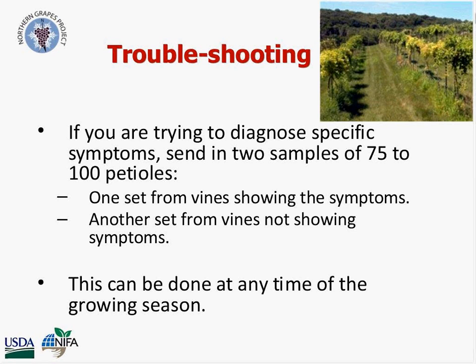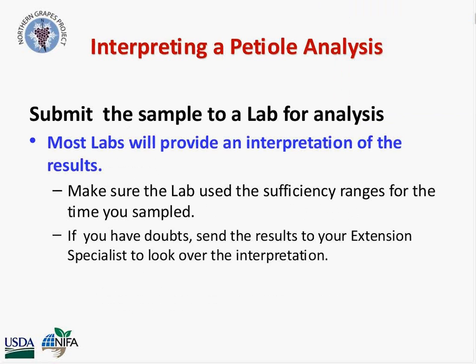Now, send the sample to a lab for analysis. There are university labs and commercial labs, and most of those labs will provide an interpretation of the results. What you should do, however, is make sure the lab uses sufficiency ranges for the time sampled. And of course, if you have any doubts, send your results to an extension specialist to look over the interpretation.